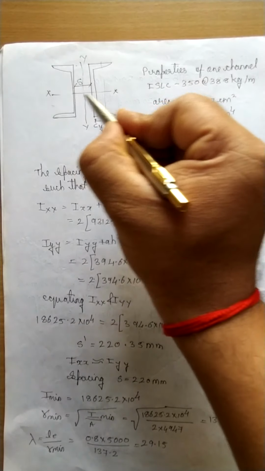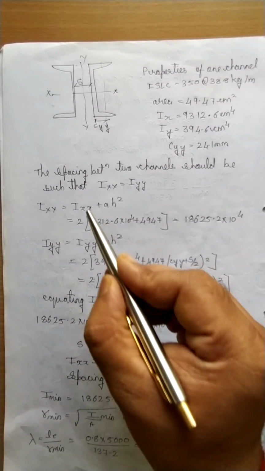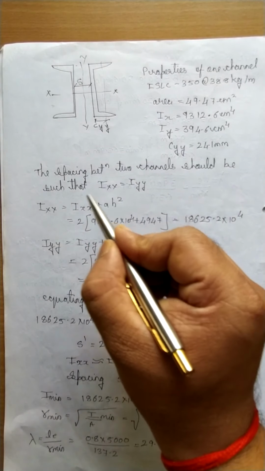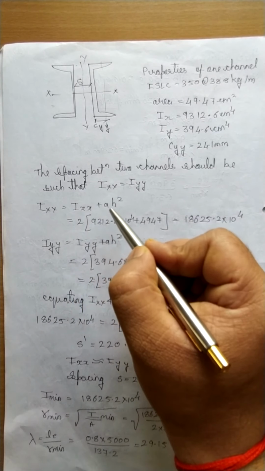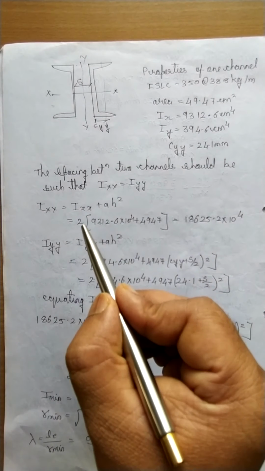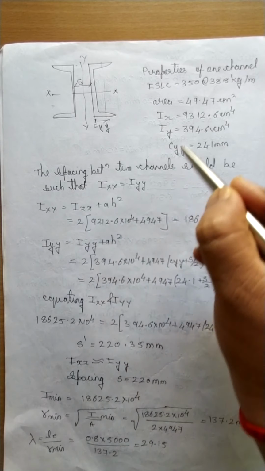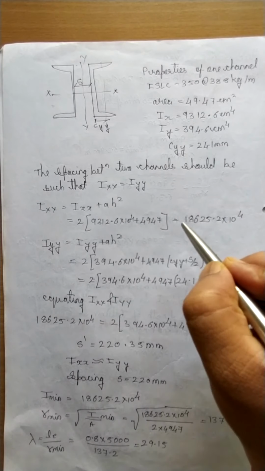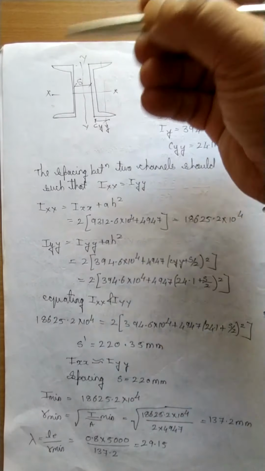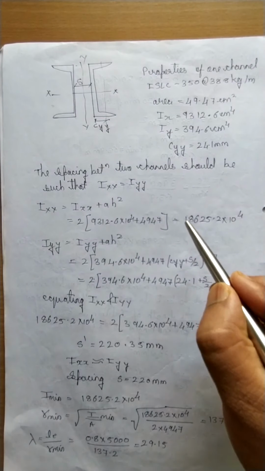Let us calculate this spacing S. To calculate this spacing S, we have to equate the moment of inertia about both the axes. So the spacing between the two channels should be such that Ixx is equal to Iyy. So Ixx is what? Ixx plus area into h bar square. There are two channels, this is the area, this is the Ixx value, plus the area into h bar square. The h square is not required because it is symmetric about the x axis, so h is 0. So this is the value.